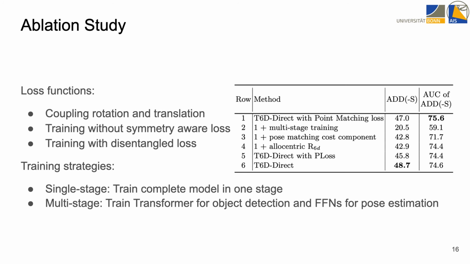For the ablation study, we investigate various loss functions and different training strategies. Single-stage training with the symmetry error loss and egocentric rotation representation achieves the best ADD-S result, while using the symmetry error version of the point matching loss with L2 norm, which couples the rotation and translation components, results in the best AUC of ADD-S.